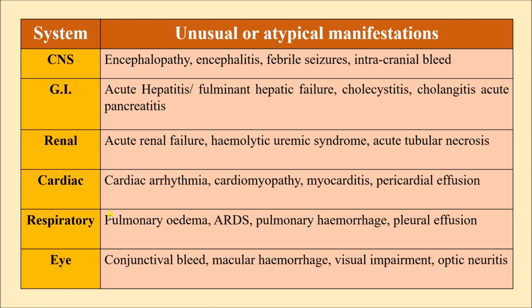Cardiac manifestations include cardiac arrhythmia, cardiomyopathy, myocarditis, pericardial effusion, respiratory system involvement leading to pulmonary edema, ARDS, pulmonary hemorrhage, pleural effusion, etc. Eye involvement. We can have conjunctival hemorrhage, macular hemorrhage, visual impairment, optic neuritis. These are the mention of only few clinical manifestations. There can be even bigger list. So if you look into different sources, you will have a more detailed list about the expanded dengue syndrome.